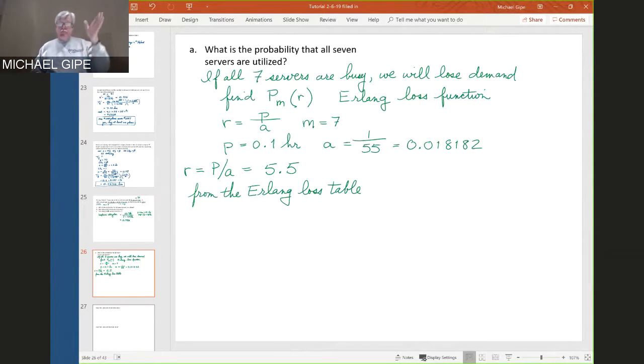And we'll go in row and column, finding the probability, capital P, based on 7 resources of an R value, or a ratio of processing time to arrival time, of 5.5. And that loss probability is 0.1525.